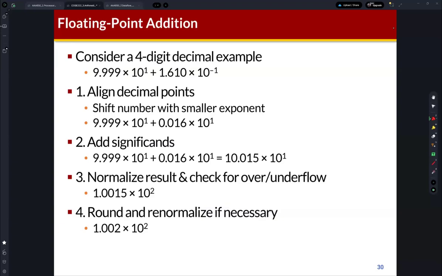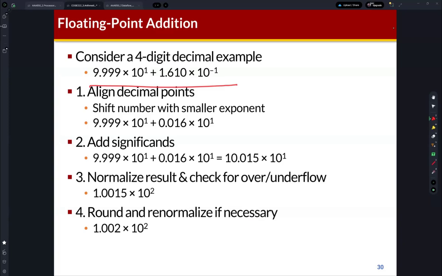Okay, then let's see how we can apply arithmetic operations to floating point numbers. It's the same as for decimal numbers. So think about decimal numbers. How can you calculate this?